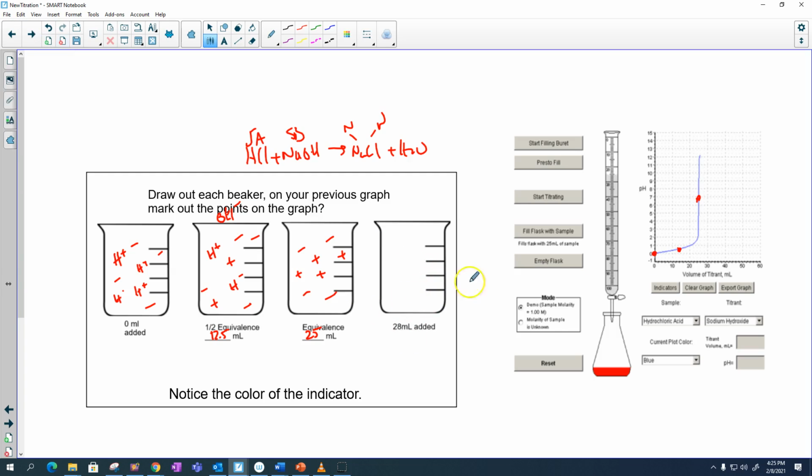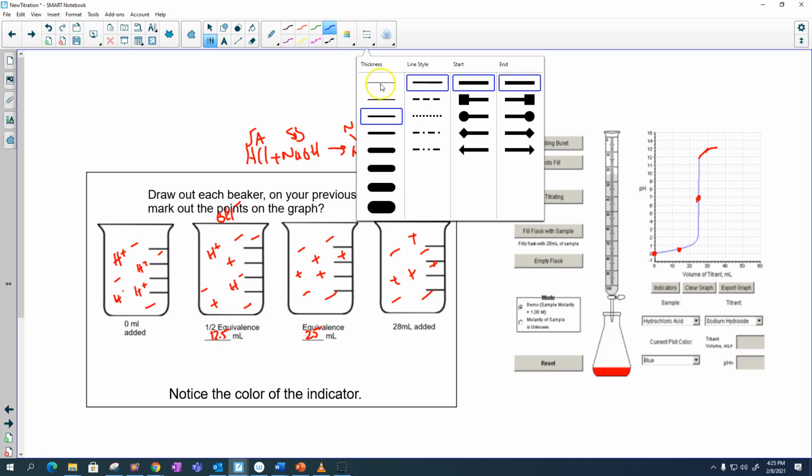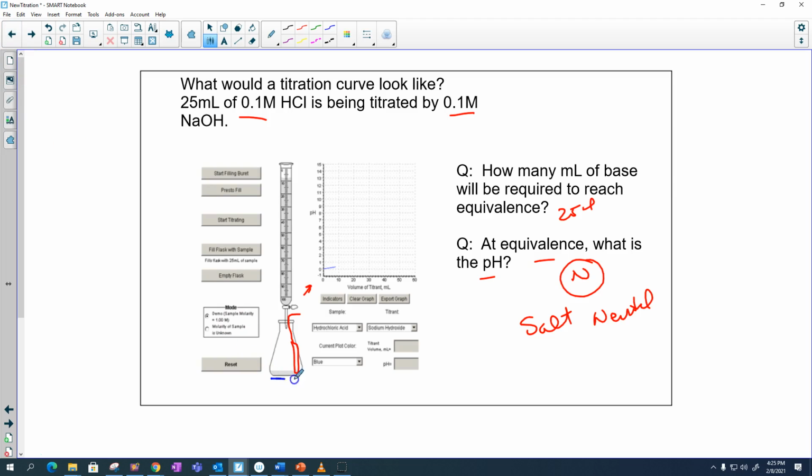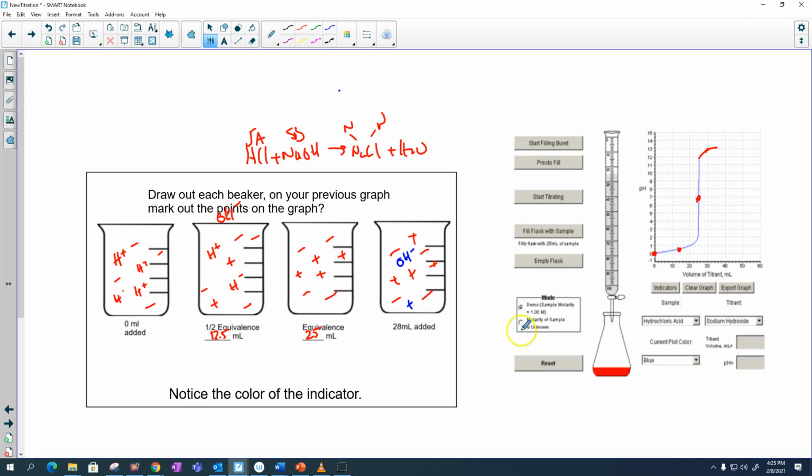Alright. If I were to draw the point farther along at 28 milliliters maybe, then you should know it's just going to be cations and anions. But I'm going to be adding in more hydroxide. They don't have anything to react with, so they just pile up. Another cation, another hydroxide. That's how you want to show that. Notice the color of the indicator, that's my phenolphthalein. It turned to red because it turned basic. Here it's clear, and then here it is pink. That's about the red color.